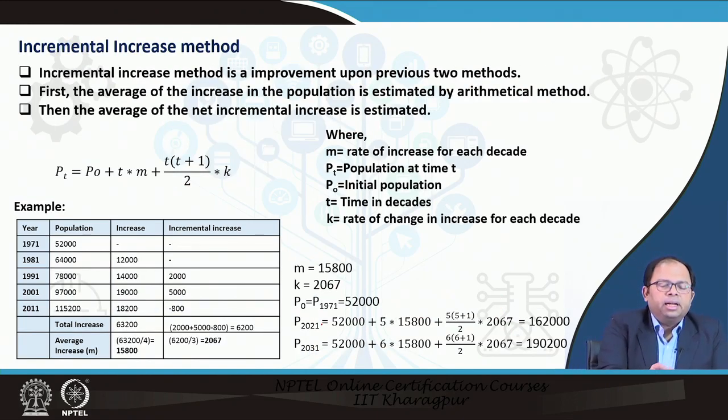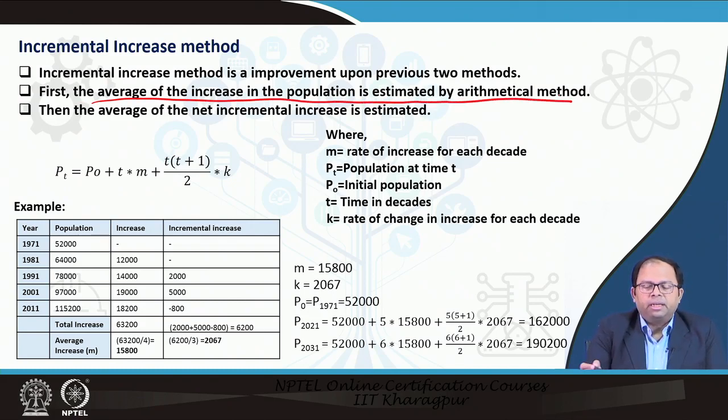So the incremental increase method is an improvement upon the previous 2 methods, but again there are some issues with this method as well. Here we divide the increase of population into 2 parts. The first is the average increase in the population, which is estimated by the arithmetic method. That means we determine the straightforward increase in the population, and we take the average increase per year, which is 15,800, and then the net incremental increase is also estimated.